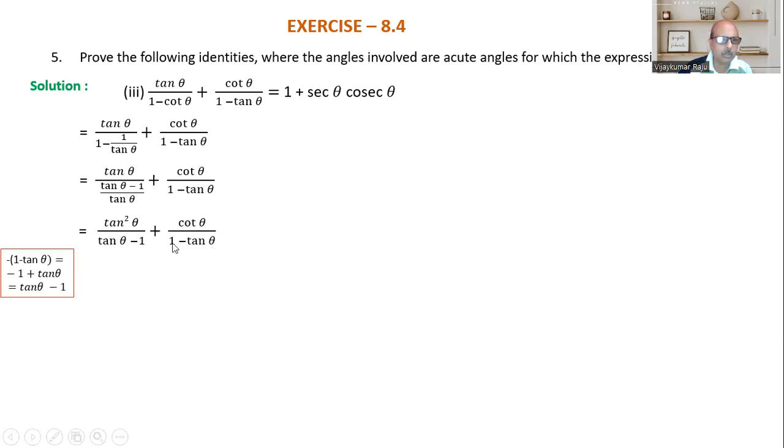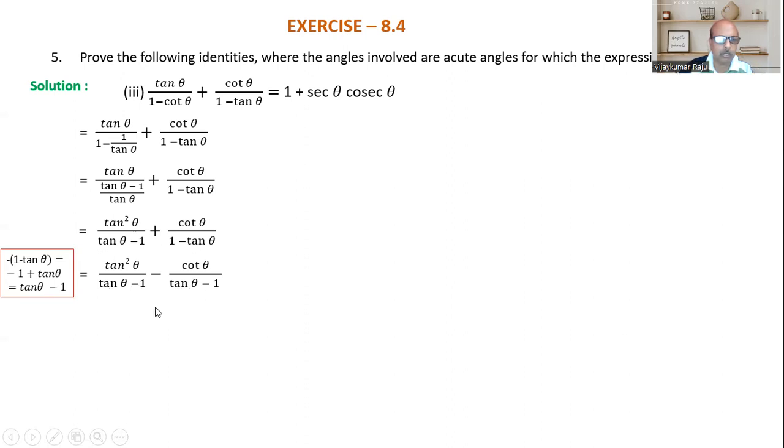So 1 minus tan theta can be written, taking a minus sign out, as tan theta minus 1. So we are using tan square theta upon tan theta minus 1, and I change the sign to minus cot theta upon tan theta minus 1. I think you have understood why. By changing the position of these two terms, the sign in the middle will change. This is the explanation for that.